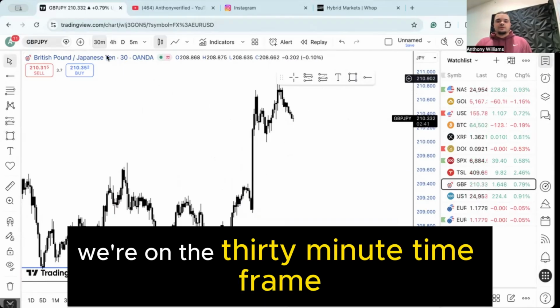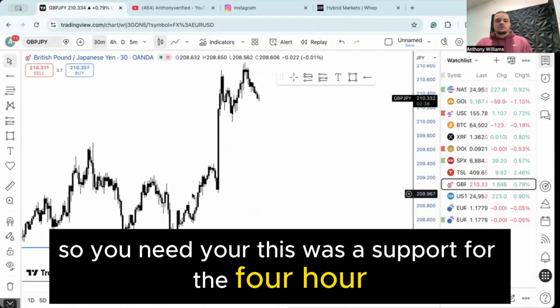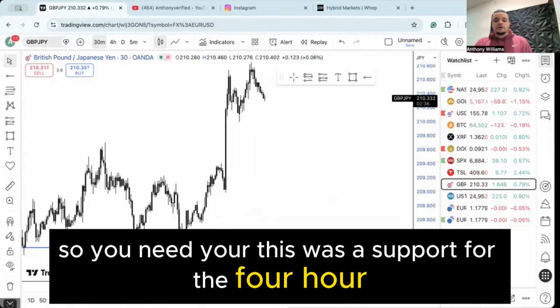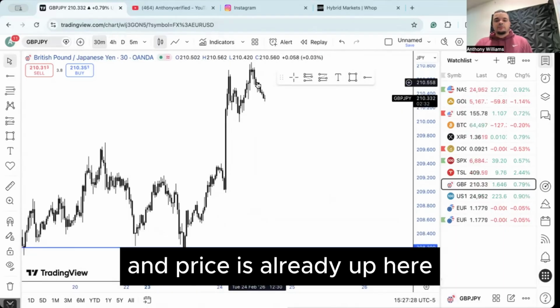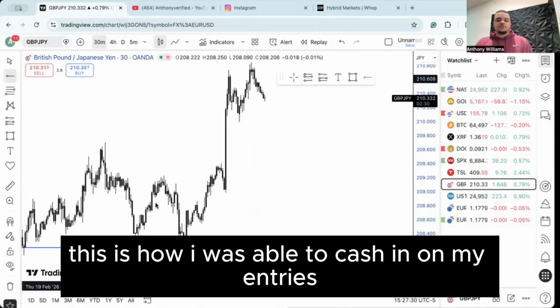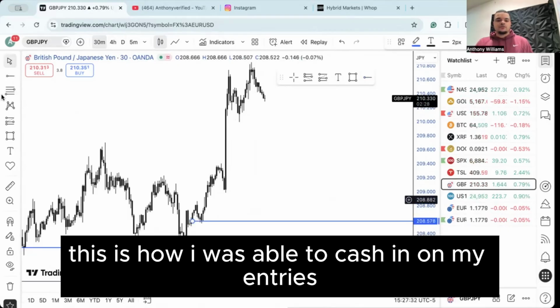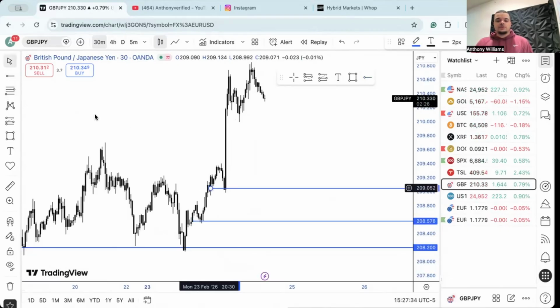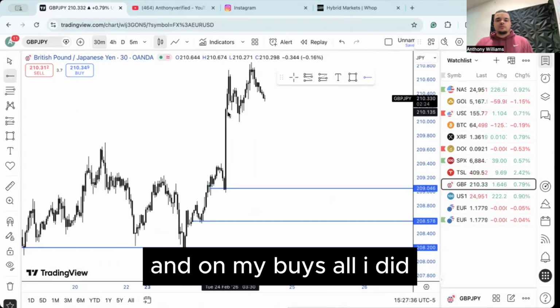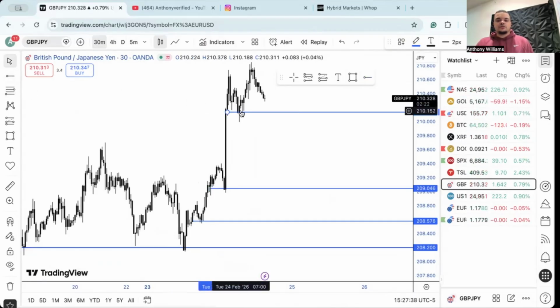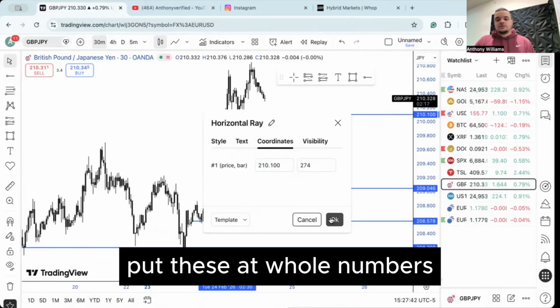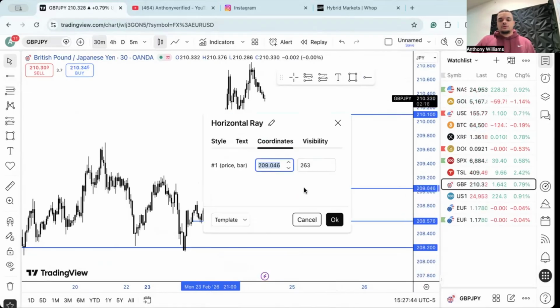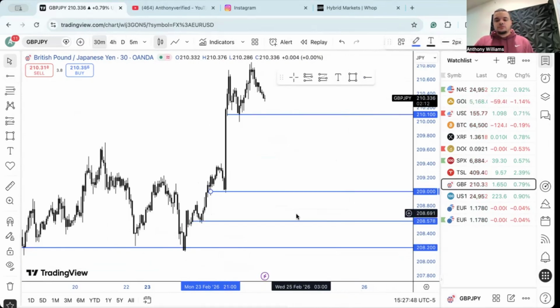So you have your support right here that you see, and we're in all buys. We're on the 30-minute time frame. So this was a support for the 4 hour. Since we're taking our entry on the 30-minute and price is already up here, this is how I was able to cash in on my entries and on my buys. All I did, let me see, put these at whole numbers, 0, 0.